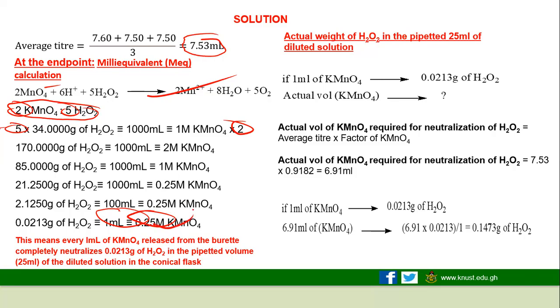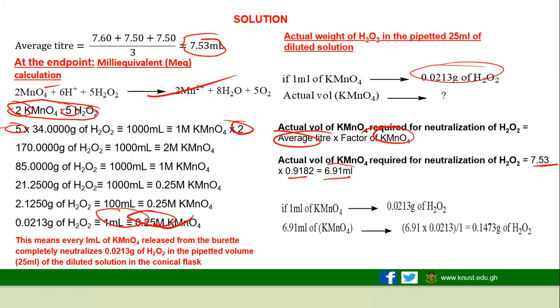Now, when we get our milliequivalent calculation, we explain that it means that 0.25 molar of KMnO4, if you take 1 mL of it, it's supposed to react with 0.0213 gram of peroxide, right? Good. Then we come here and we say that if 1 mL of KMnO4 reacts with this mass of peroxide, then the actual volume of KMnO4, that will be the average titer times the factor, will react with what? So if we multiply the average titer by the factor, we are getting 6.91.